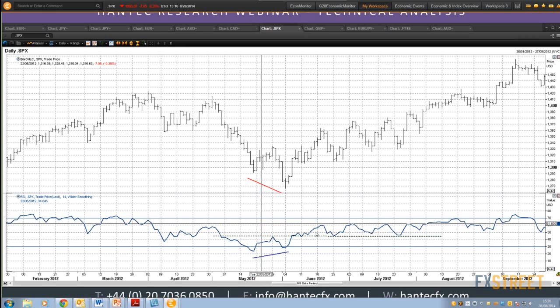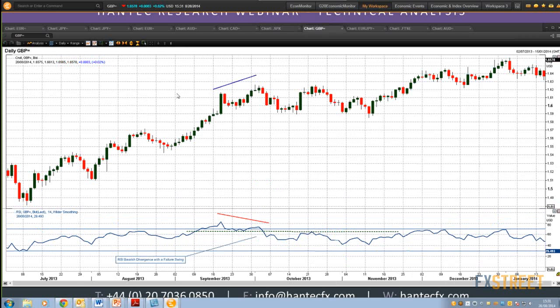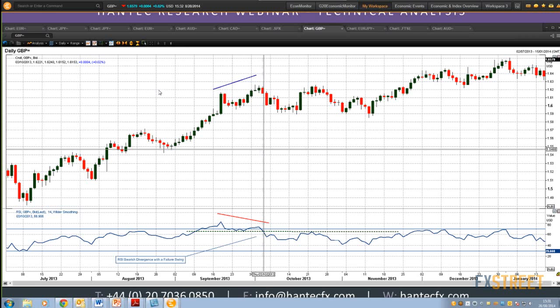So you could even argue that you could have taken advantage of this effectively sideways trending scenario here in the RSI. GBP. Here is a bearish divergence with a failure swing. You see your higher highs, but lower highs on the RSI, failure swing, bang. Again, the argument being, what sort of market are you in? Are you in a trending market? Are you in a sideways trading market, sideways ranging market?